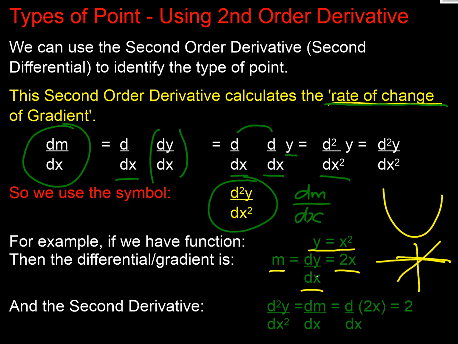So when we differentiate and we look for the rate of change of the gradient, we're going to do d by dx of 2x. And if we differentiate 2x, we know we get 2, don't we? So we know that all the time the rate of change of the gradient is 2 in this example, and that's our d2y by dx squared. So a quick way of finding d2y by dx squared is to calculate your m first and then differentiate your m to get your value. Okay, so I hope that gives you an explanation of how that works.